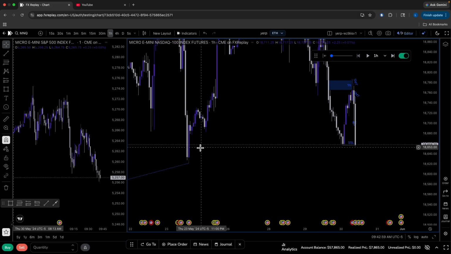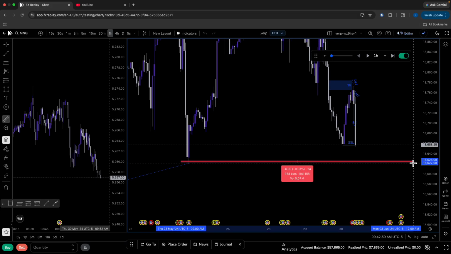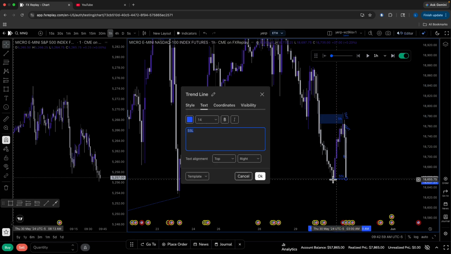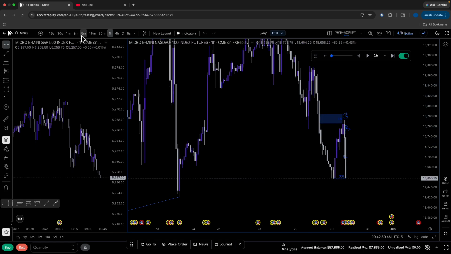So once all of that happens, in my eyes, this becomes the draw on liquidity once we get these higher time frame inverses and the market starts displacing lower. So I am bearish going into the day.